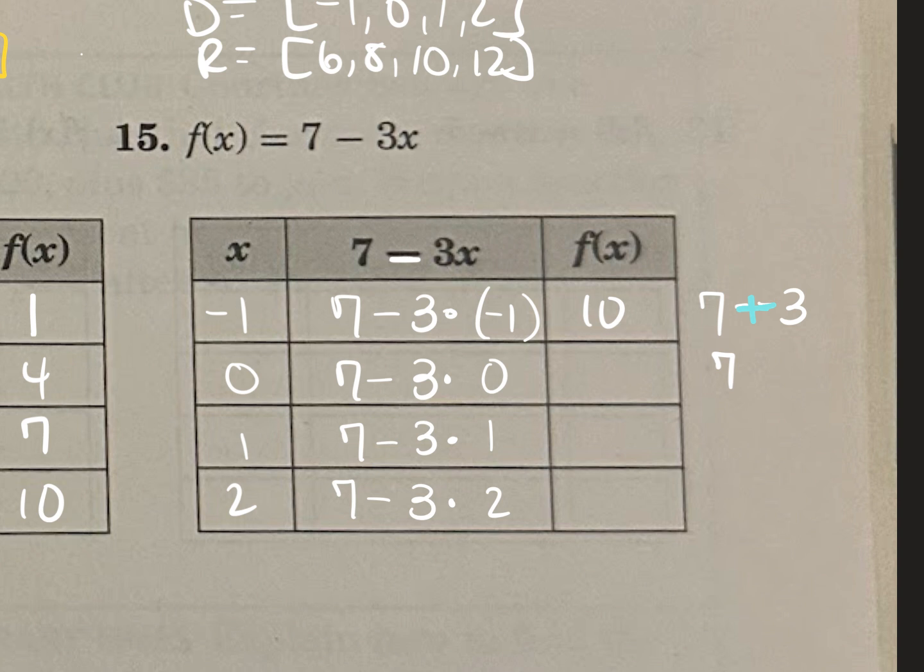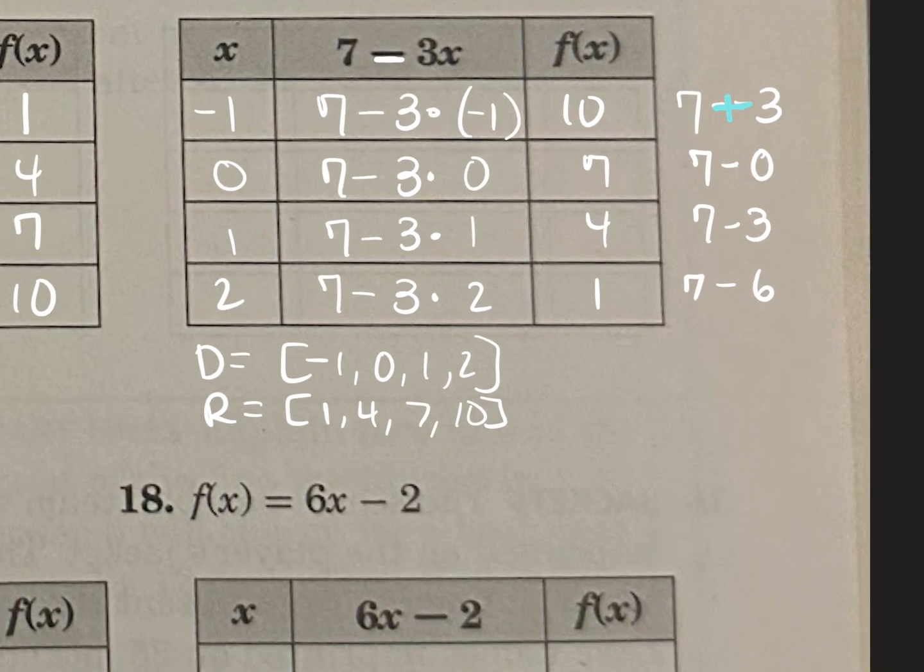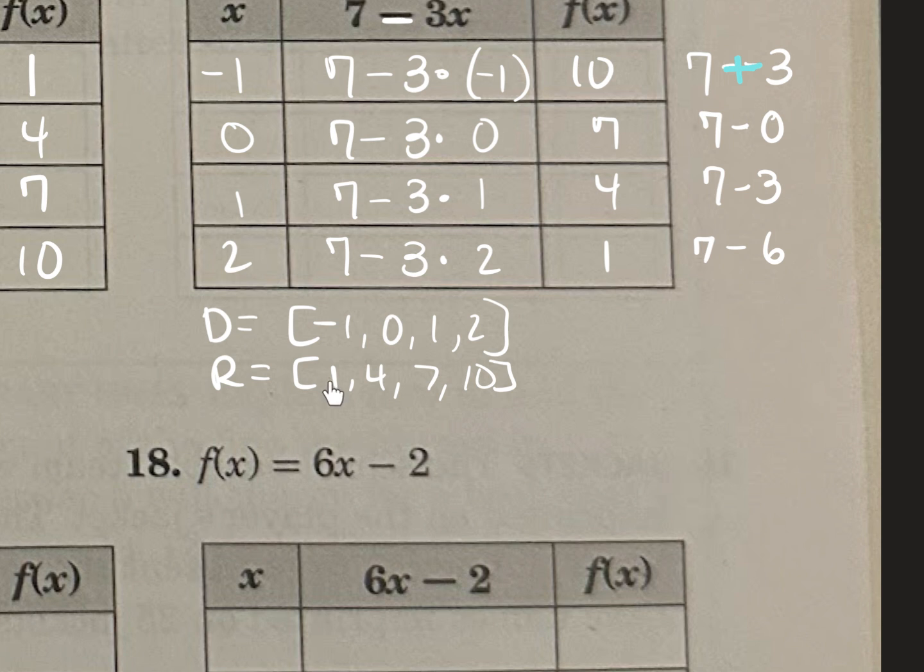The rest of these should be a little easier. 7 minus the answer to 3 times 0. 7 minus the answer to 3 times 1. 7 minus the answer to 3 times 2. So 7, 4, and 1. All right, as I was writing the range out, I started here and went down and realized I had to go backwards because it's least to greatest. So I had to put 1, 4, 7, 10.